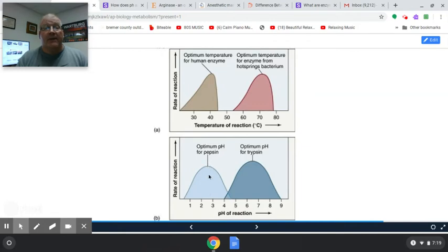Here we have pepsin, which is the protein digesting enzyme in your stomach, is optimal at a pH of about 2, 2.5, whereas trypsin, okay, which is going to work in your small intestine, has an optimal pH range of 6.5, getting closer to 7.